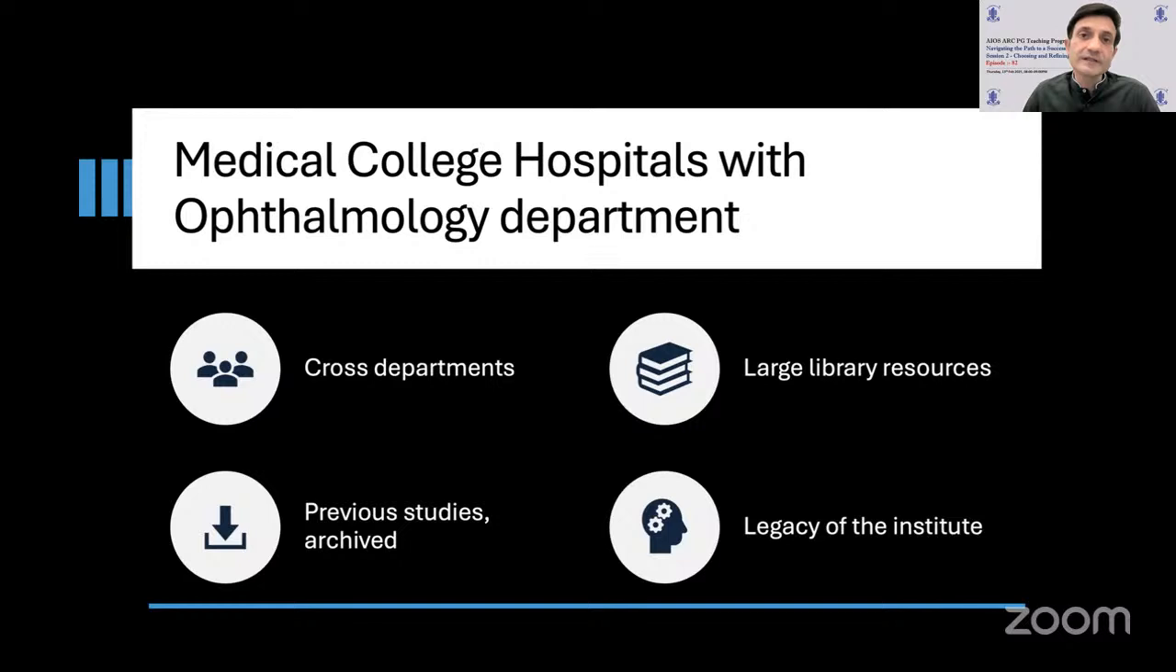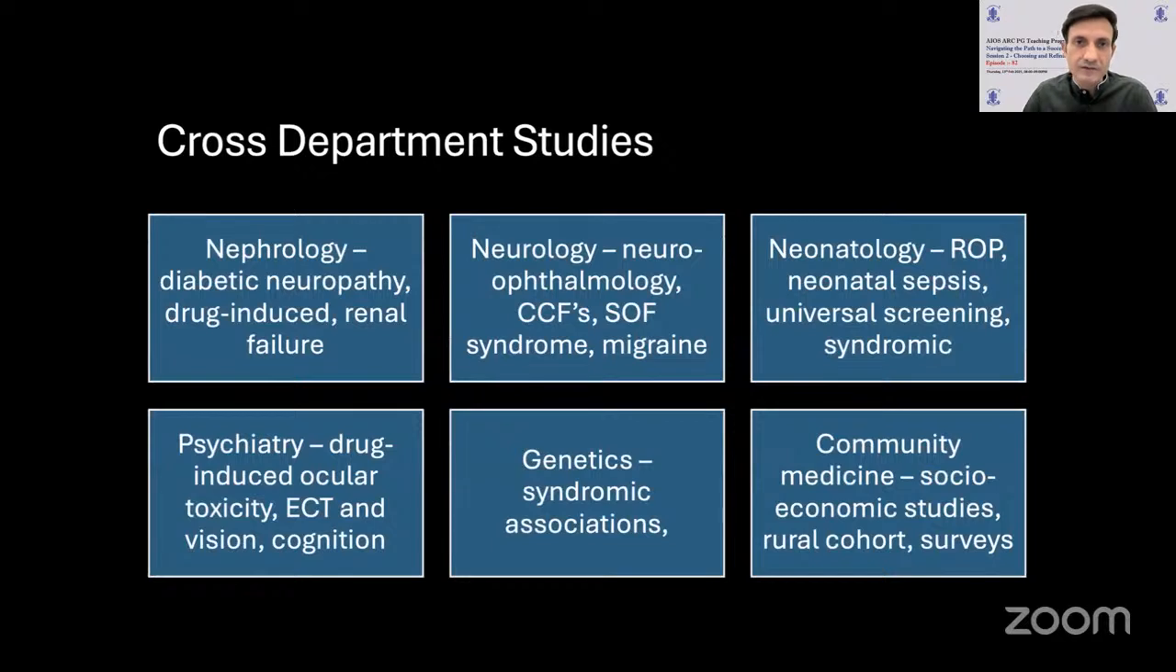Typically, they have also large libraries because you have undergraduate, postgraduate programs in the medical college hospital. A lot of the old theses are archived in libraries. Of course, today it's all online. And certain institutions are famous for certain work. So there's a legacy with which you can be aligned to if it conforms with your liking.